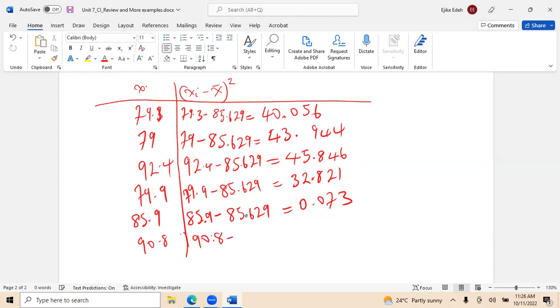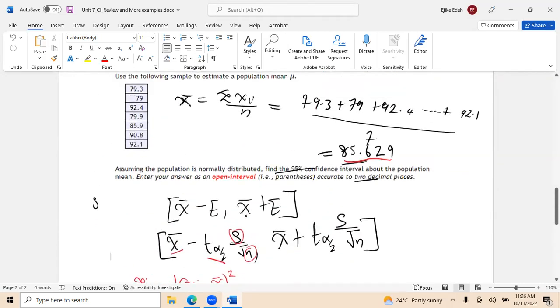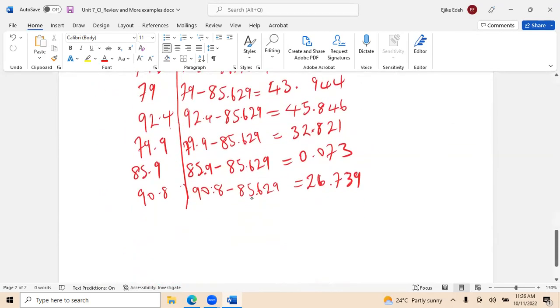90.8 minus 85.629 squared. That gives 26.739. Okay, the same thing here, 26.739. And then the very last data point is 92.1.